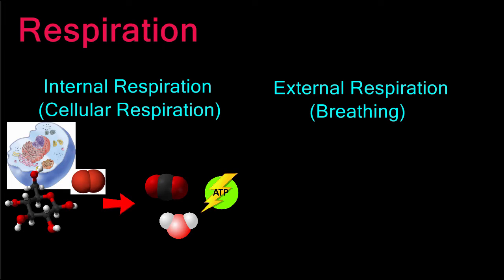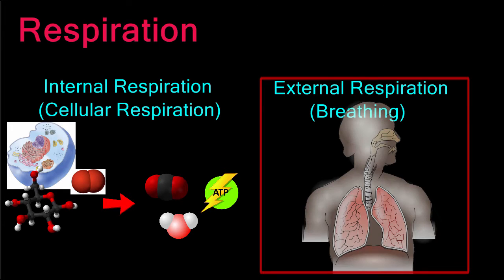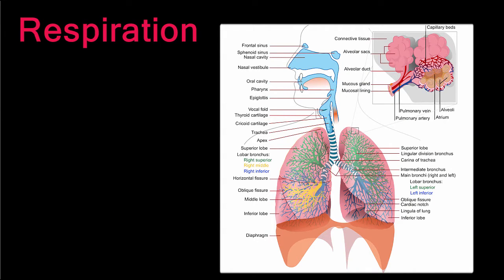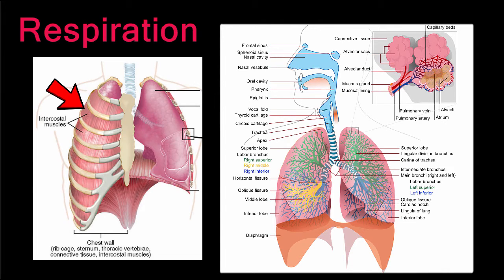This lesson will focus on external respiration, which involves inhaling the oxygen necessary to conduct internal respiration and exhaling the carbon dioxide waste produced by the internal respiration. Inhalation and exhalation are the two actions that make up breathing. They are controlled by the muscles of the rib cage and the diaphragm.